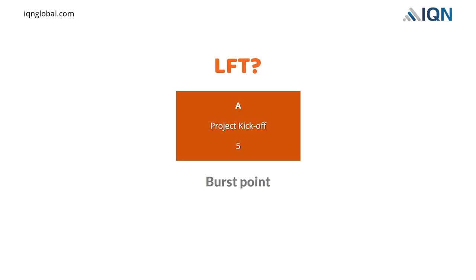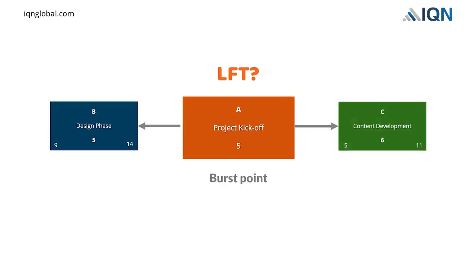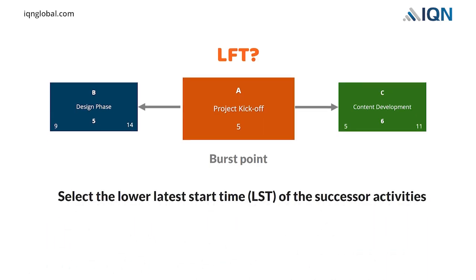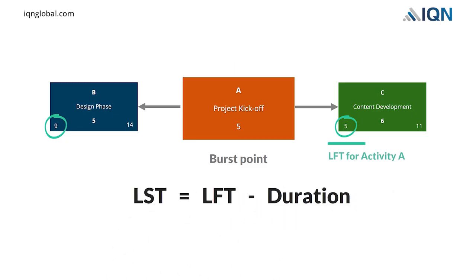Activity A has multiple successor activities, making it a burst point. This presents a challenge in selecting the correct latest finish time, LFT. The successors of activity A are activities B and C. To determine the LFT of activity A, we apply the rule that requires selecting the lower latest start time, LST, of the successor activities. In this case, the LST values of activities B and C are 9 weeks and 5 weeks, respectively. The lower value, 5 weeks, is chosen as the LFT for activity A. Therefore, the latest start time, LST, for activity A is calculated as 0 weeks. That is, 5 weeks LFT minus 5 weeks duration.